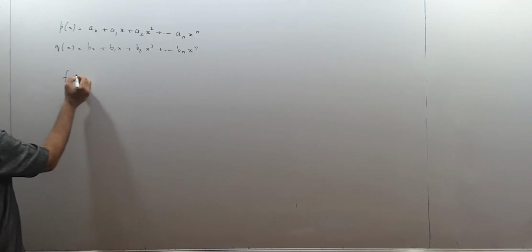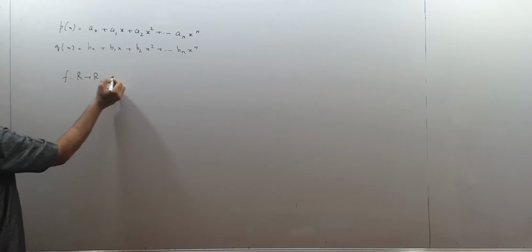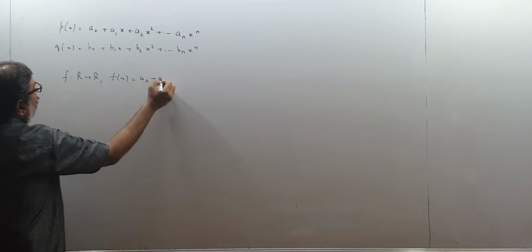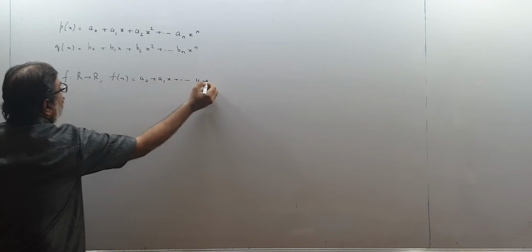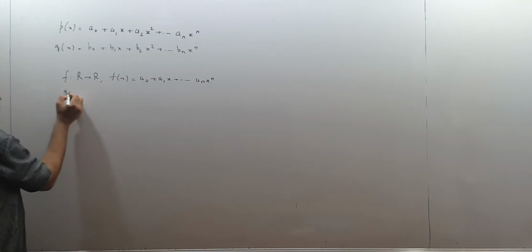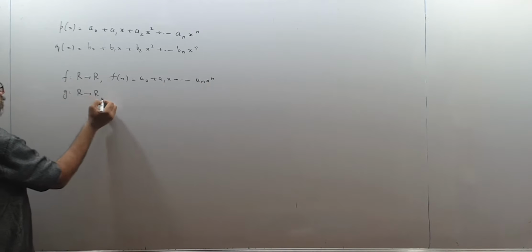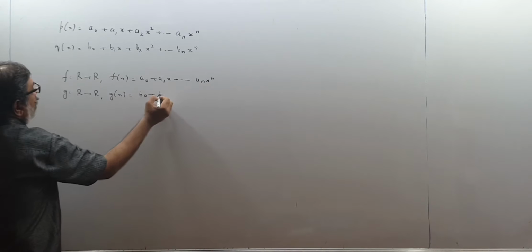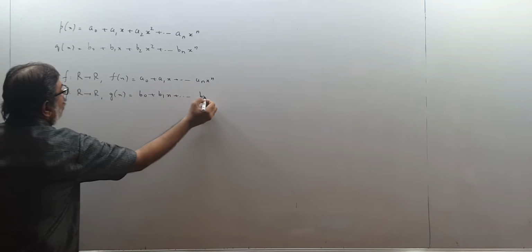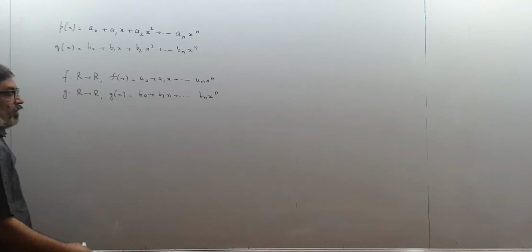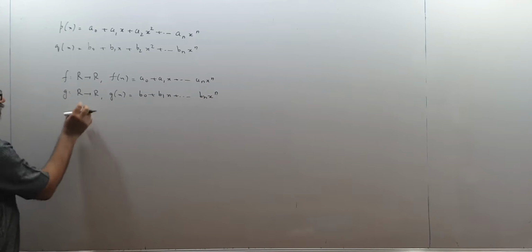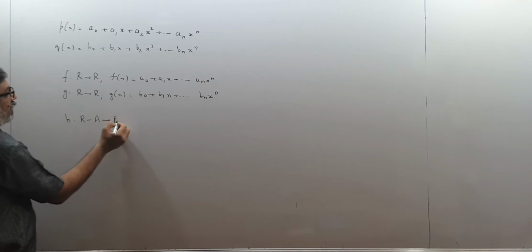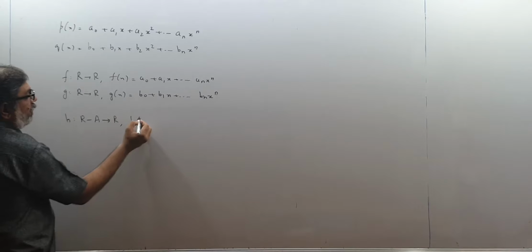Now f is a function from R to R and f(x) is P(x), that is a0 plus a1x, like this up to anx^n. g is a function from R to R and g(x) is Q(x), that is b0 plus b1x up to bnx^n. So if I make a function like this, h, a function from R minus A to R. Now what is it? I'll explain, just wait.